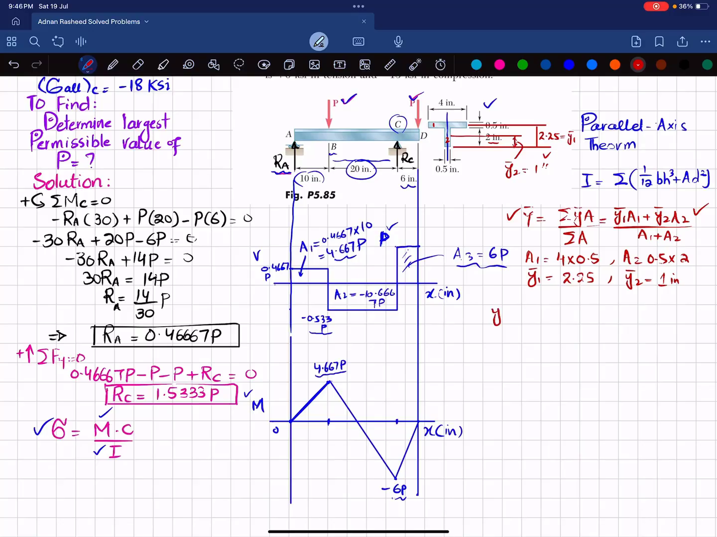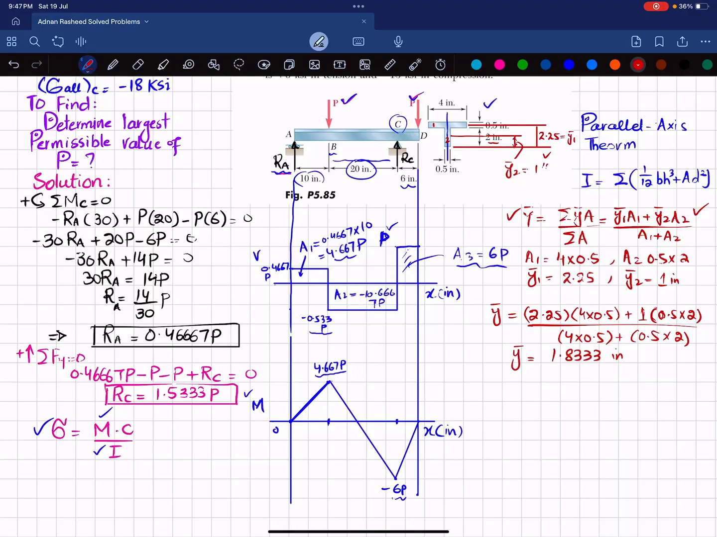So we will get y dash is equal to y1, which is equal to 2.25 multiplied by area A1, 4 multiplied by 0.5, plus y2 is 1 inch multiplied by 0.5 into 2, divided by sum of area, which is 4 multiplied by 0.5 plus 0.5 multiplied by 2. And when you solve this, you will get the centroid will be equal to 1.8333 inch. Now what does it mean?